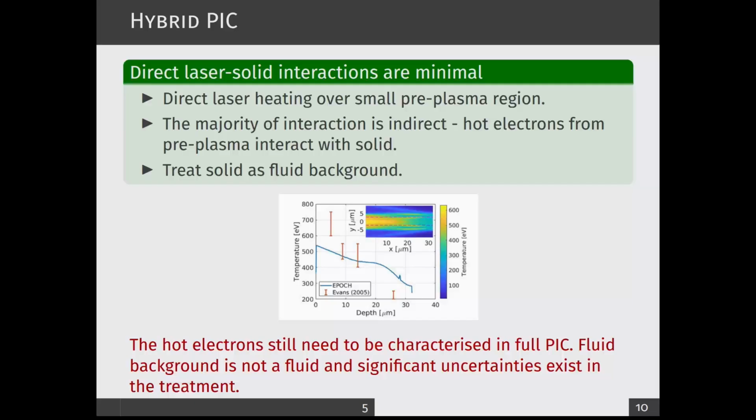What you really care about is the hot electrons that are generating this pre-plasma, and then they go into your solid. That's the thing you want to model. And so the way a hybrid PIC code works is you replace your laser as your source of energy coming into your domain with some hot electron species.